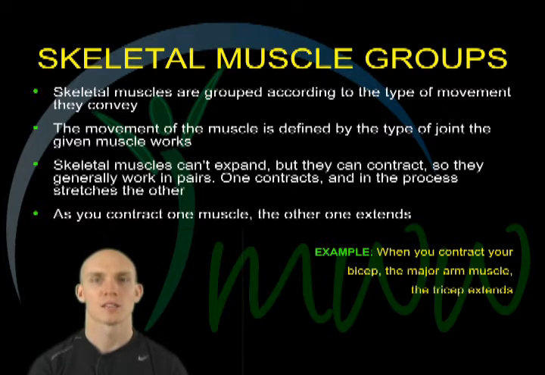One muscle contracts and in the process stretches the other, which reverses its effect on the joint. As you contract one muscle, the other one extends. An example of this would be moving your arm. When you contract your bicep, the major arm muscle, the tricep extends.